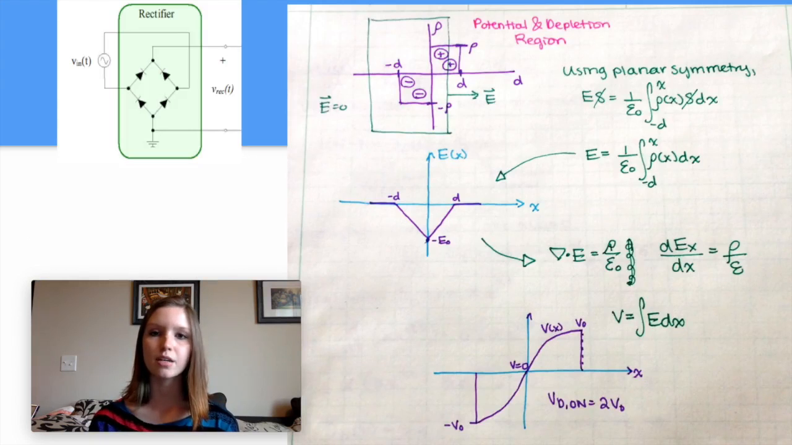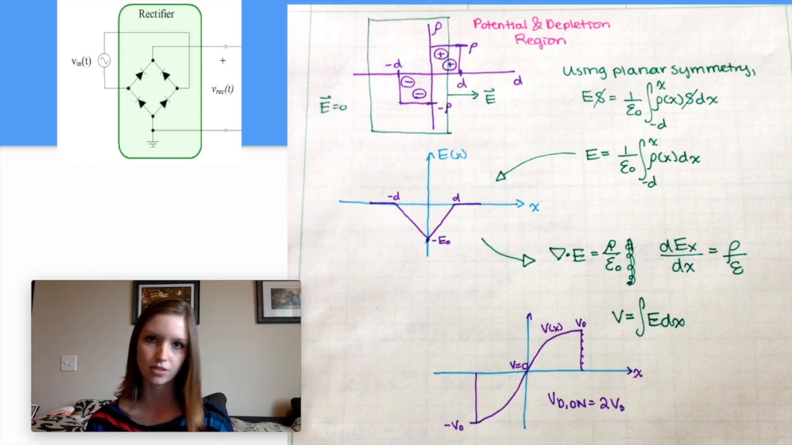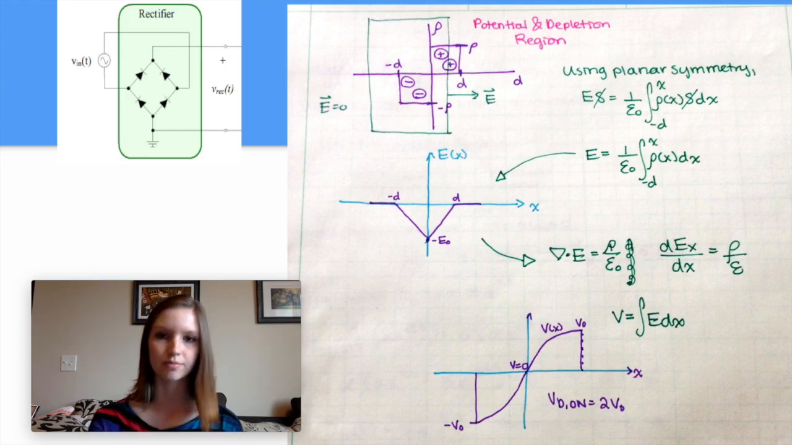Here we can see a plot of the charge density per distance on the P and N junctions. On the left we have the N junction, on the right of the plot we have the P junction, and we use planar symmetry and Gauss's law to find the E field, and that is plotted in the blue and purple plot on the left. Then we integrate it, which is on the bottom here, and we can see that our voltage is VD on equals 2 times V0 because we have 2 diodes active at any time.